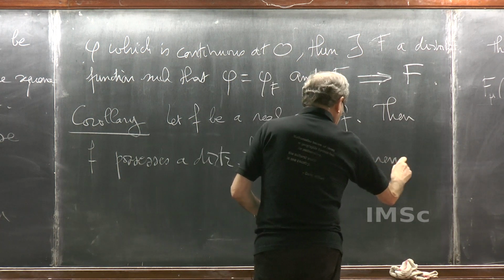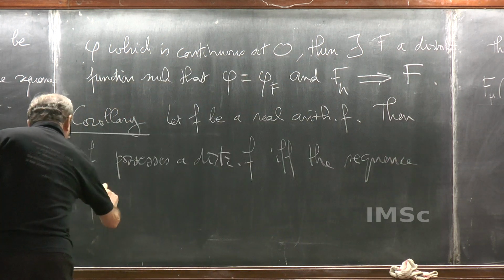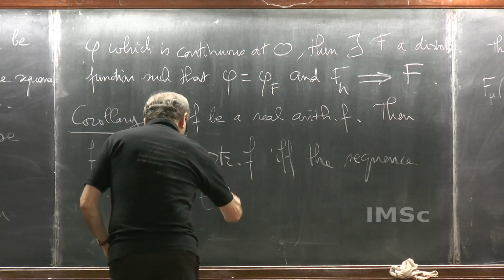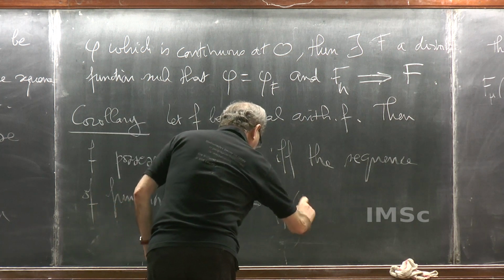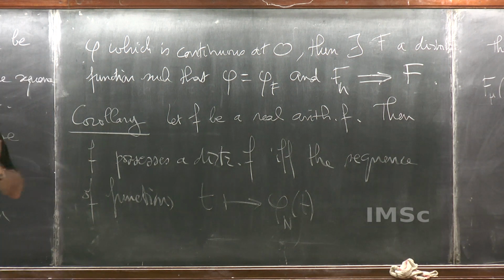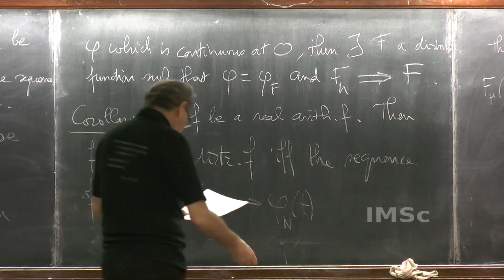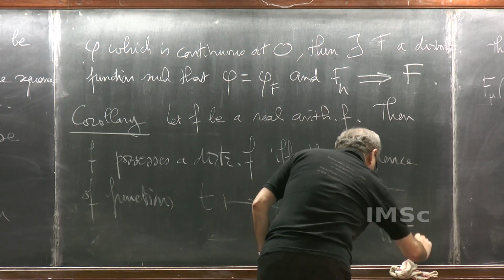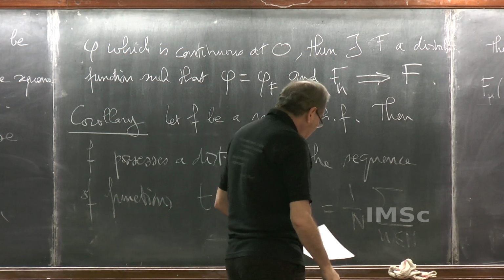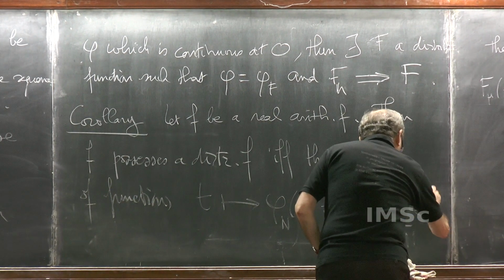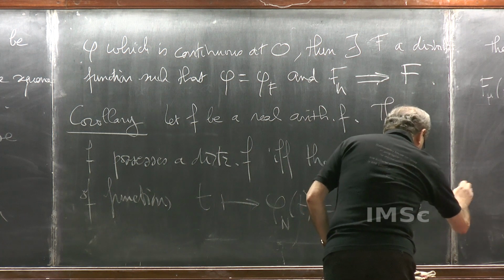the sequence of functions t maps to phi n of t. So we recognize this is the characteristic function which is associated to the empirical measure. So what is the empirical measure? It is 1 over n, the summation over n, and then what you do is apply the Dirac measure at the point f of n.